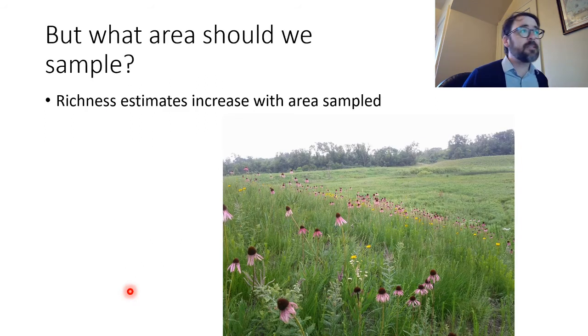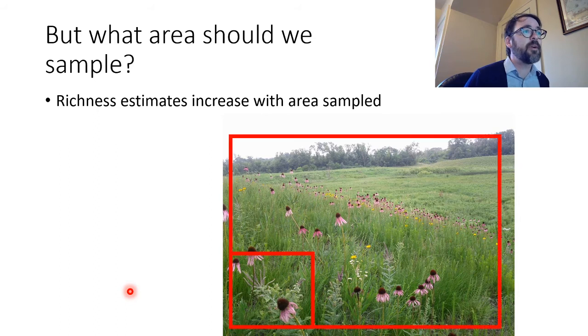I think I told you this in lecture: species richness, alpha richness and gamma richness, they both increase with the area that we sample, right? If I sample just this small area or the entire field, I'm going to get an incredibly different answer. Last week we used 10 by 10 meter quadrats. This week we're going to use hula hoop sized quadrats, right?